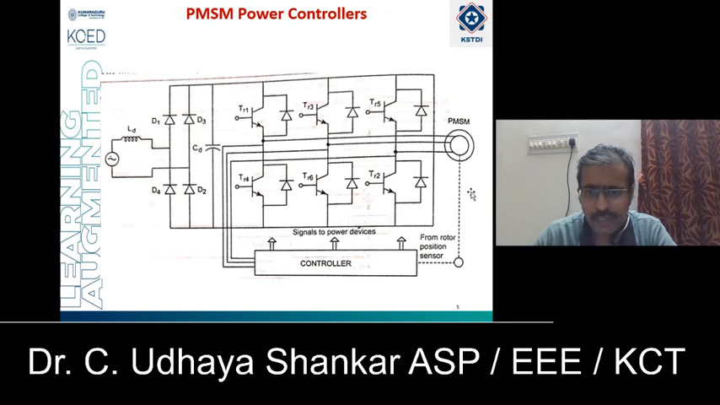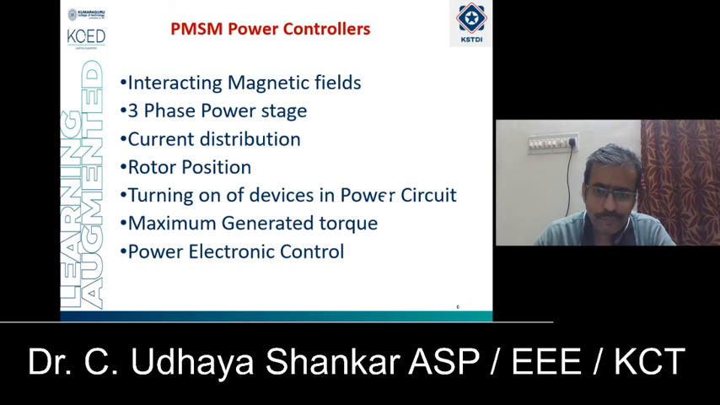The permanent magnet synchronous motor rotates due to torque produced by two interacting magnetic fields. On one hand, there is a magnetic field from the permanent magnet mounted in the rotor. On the other hand, there is a magnetic field generated by the coils of the stator. For a common three-phase PM synchronous motor, a standard three-phase power stage is used. Therefore, the permanent magnet synchronous motor is fed directly from a three-phase supply.